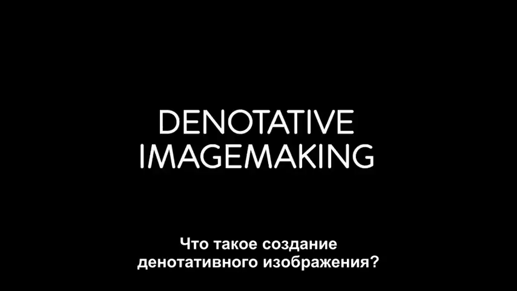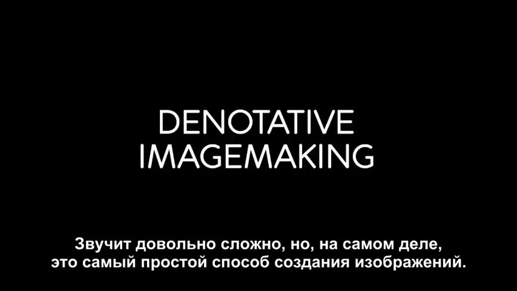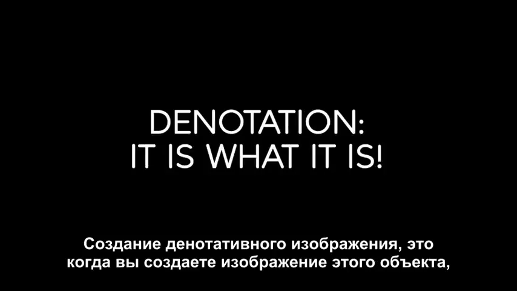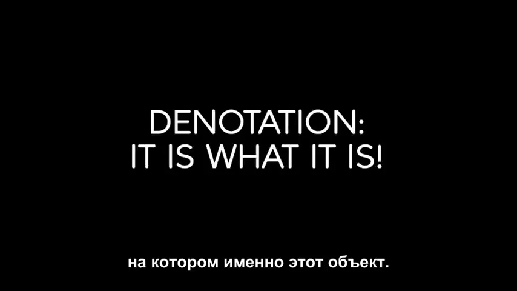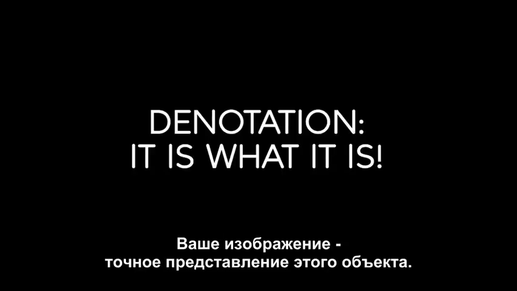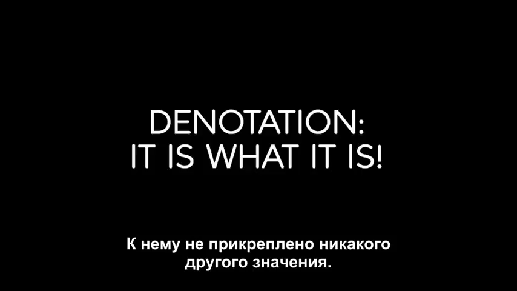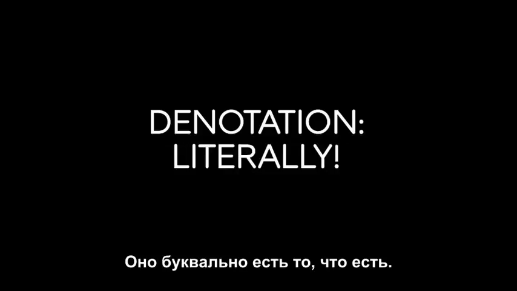What is denotative image making? Well, it sounds quite complicated, but in fact denotative image making is the simplest kind of image making. Let's say you're making an image of an object. Denotative image making is when you make an image of that object and it is exactly what the object is. Your image is an exact representation of that object. There's no other meaning attached to it. It literally is what it is.